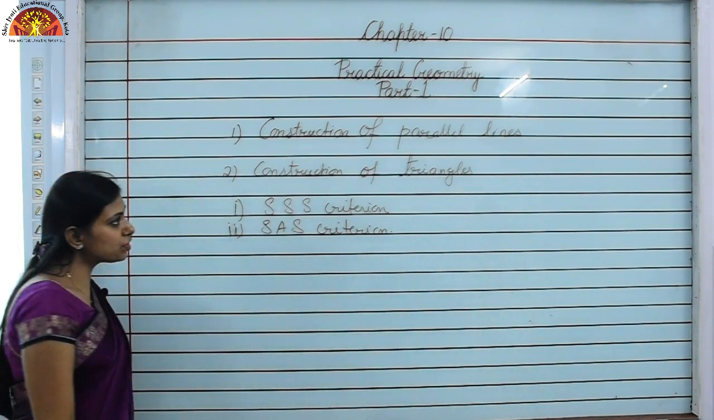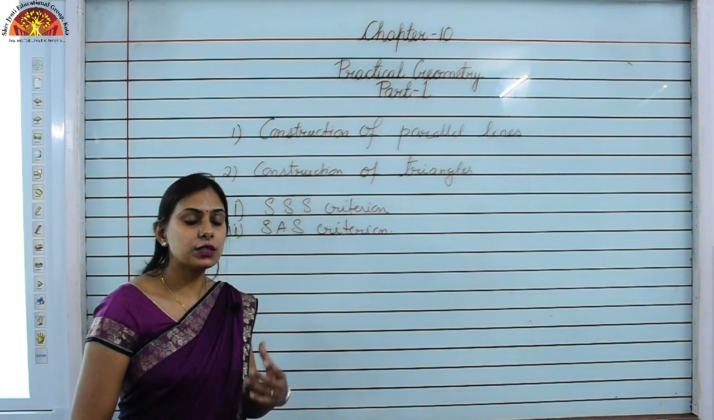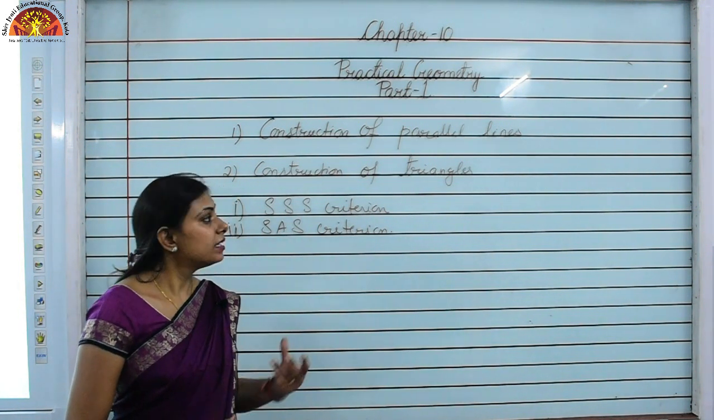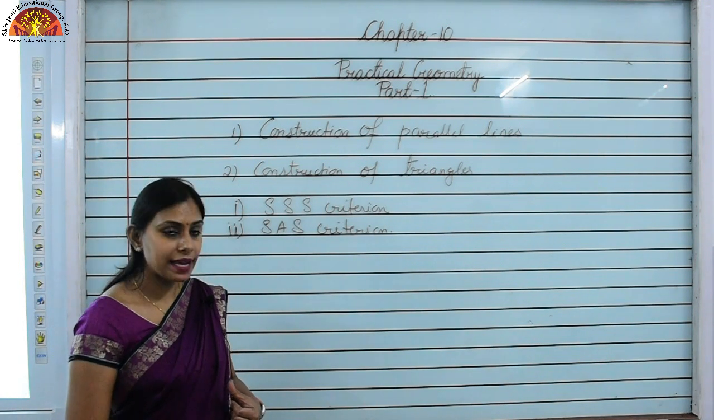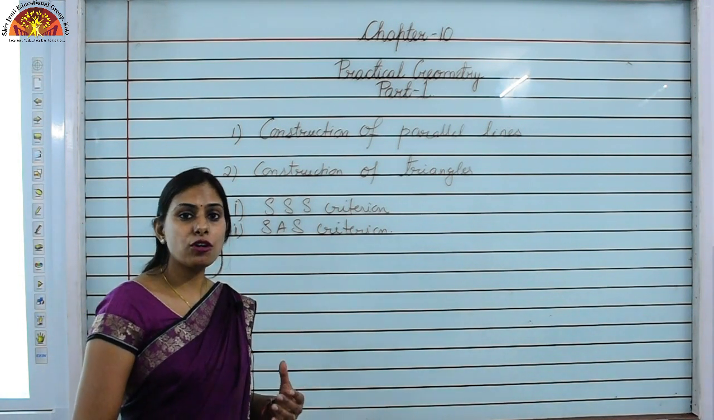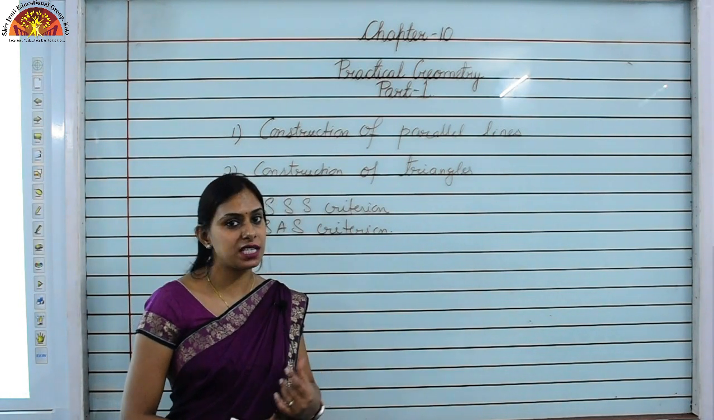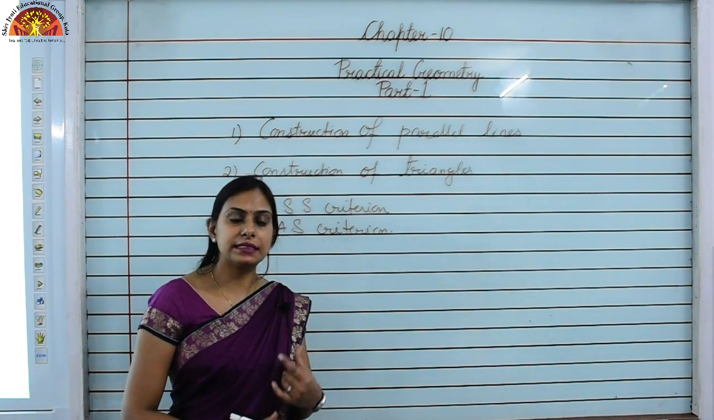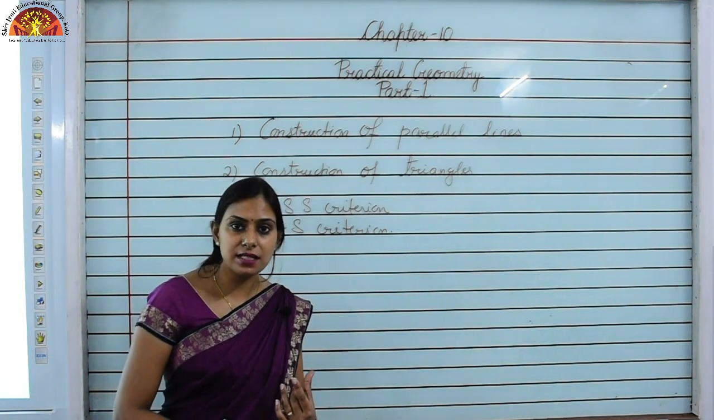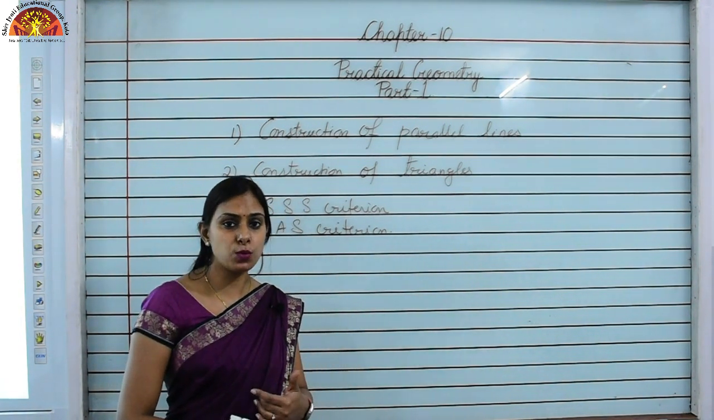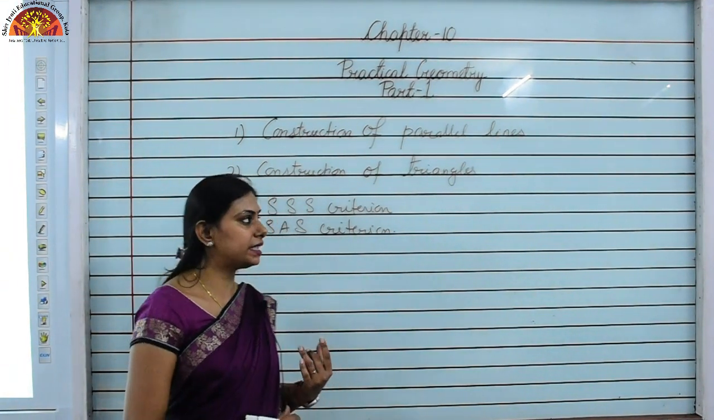So children, first of all, the construction of parallel lines. As you are well aware, to construct parallel lines there are three conditions. First, the alternate interior angles must be equal. Second, the corresponding angles, that is the angles on the same side of the transversal, must be equal. And the third and last condition is that the sum of the angles on the same side of the transversal must be supplementary. That is, the sum should be 180 degrees.